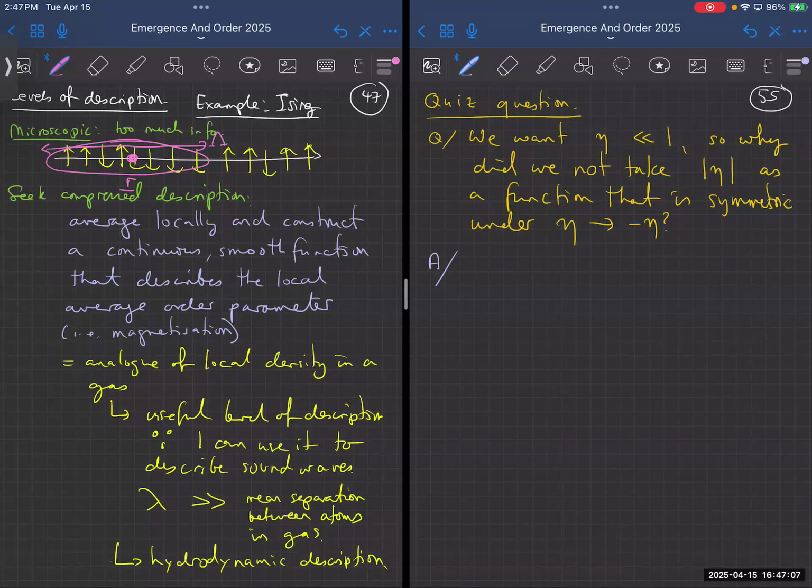Okay, I'll give you another clue. Remember that the thing we're trying to construct is a free energy. It comes into a partition function. We're doing statistical mechanics, so we're summing over configurations. So that's what we're doing. If we were to construct this L from first principles, that's what we were doing.